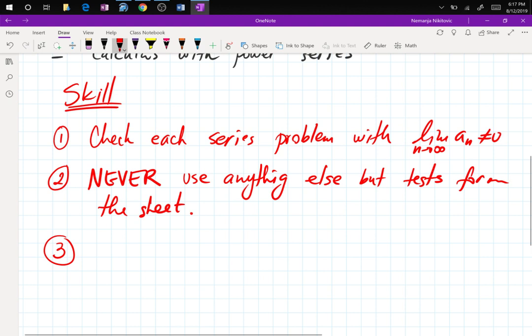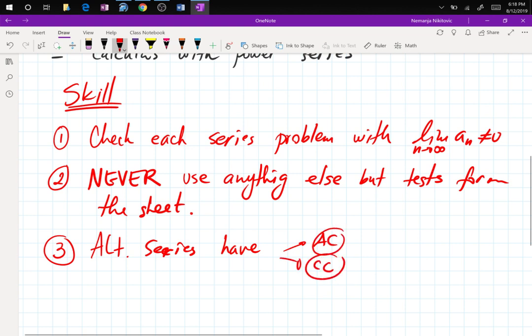3, alternating series have 2 types of convergence. Absolute convergence, conditional convergence. So don't just say, oh, converges, and move on. Which one? You want the full credit, right? Which one? Is it absolute or conditional?